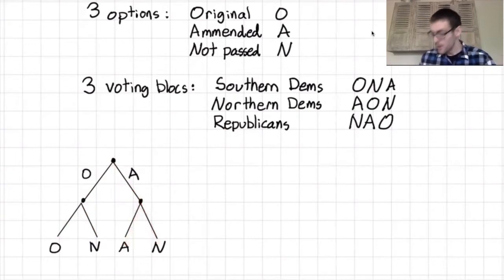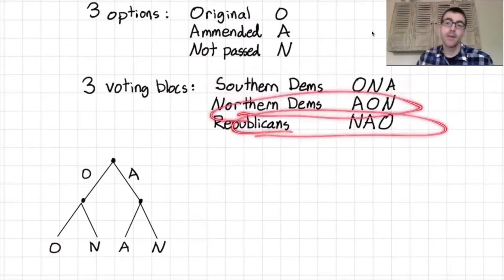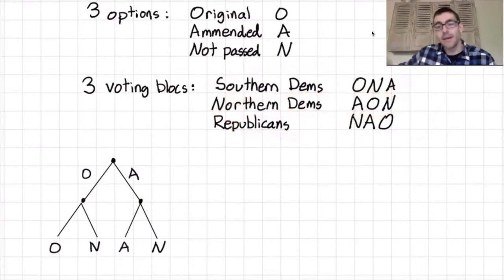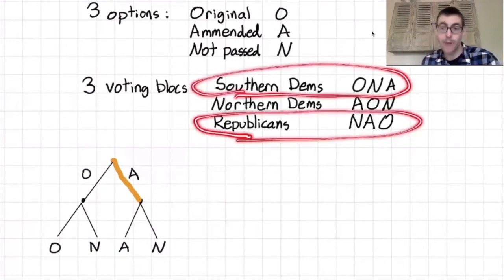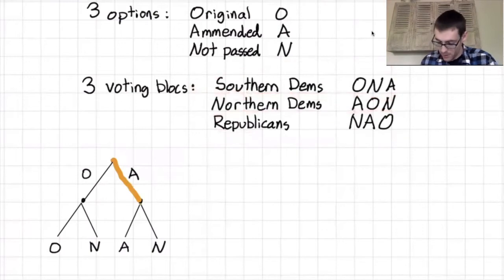Because of this, we can figure out what happened based off of everyone's preferences. The first question is between the original versus the amendment, so we're only paying attention to O versus A. O beats A in one of these blocks. However, A beats O in two of them. So as you can imagine, the amendment was added to the bill, and we ended up going in this direction. Now that we're here, the question is between A and N. And if we look, we can see that N wins in two out of three of the blocks. Therefore, the bill was not passed.